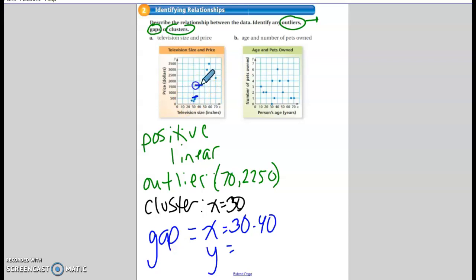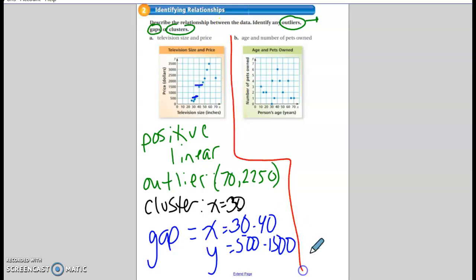So from here to here, 500 to 1500. Okay, now in part B, we're just going to identify the relationship of these. None, no relationship. So we say no relationship. Those don't have a positive trend, nor do they have a negative trend.